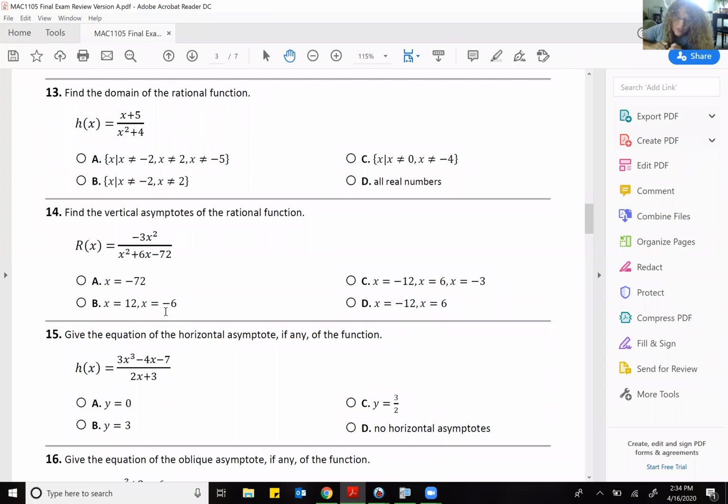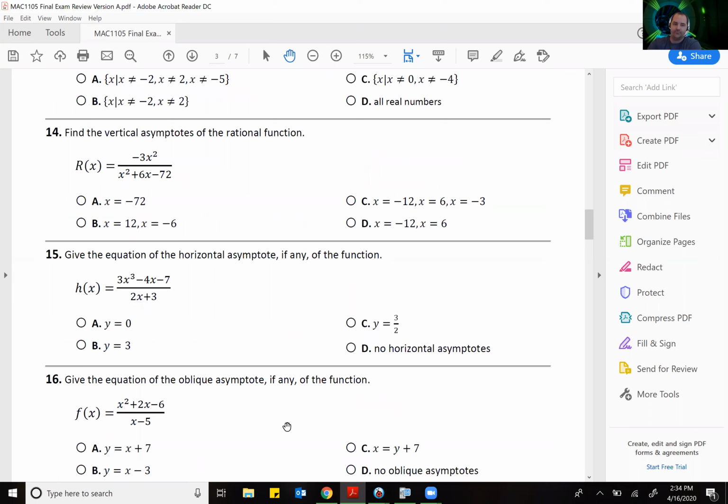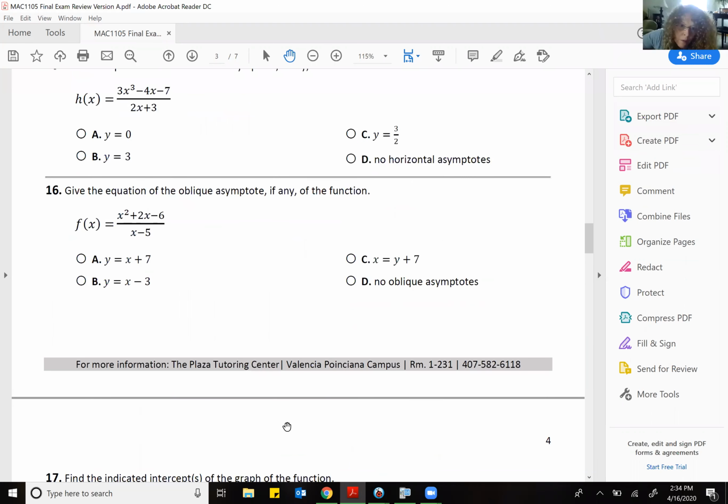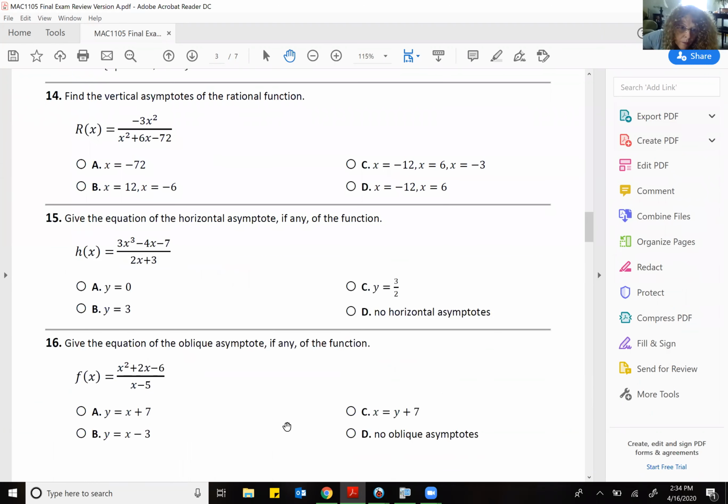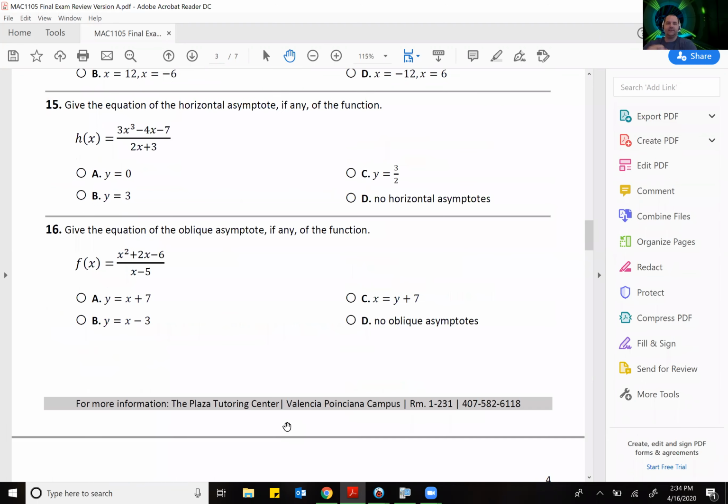What section was that again? That was coming from section 5.3. Number 15 is also coming from section 5.3, as well as number 16 down here. Anything that has those asymptotes, we learned about that in 5.3. So number 15 says, give the equation of the horizontal asymptote.